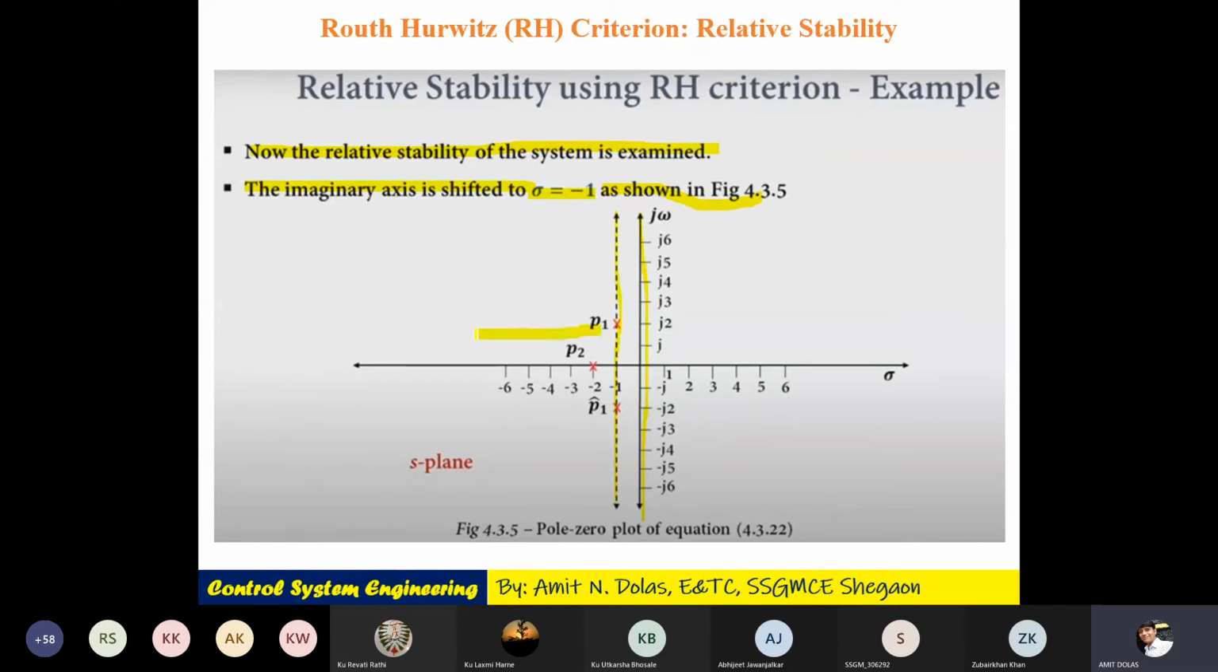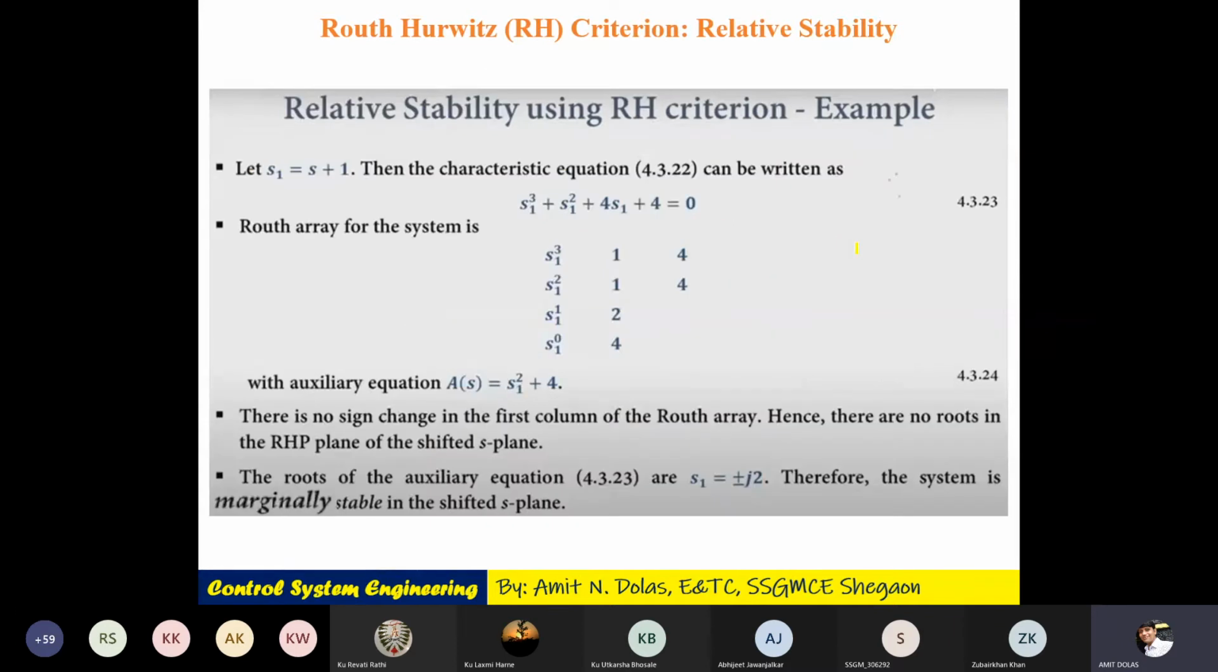and I will try to find out how many poles are there in the left half of sigma is equal to -1, not sigma is equal to 0. Sigma is equal to -1 to make it more relatively stable. So you can see this diagram. This will be, of course, more clear in the coming example. Now, here is one characteristic equation.